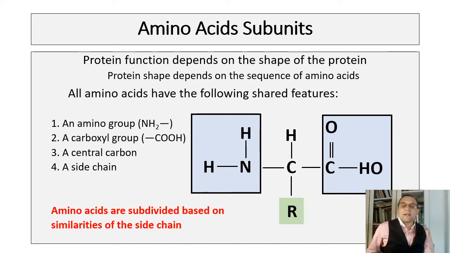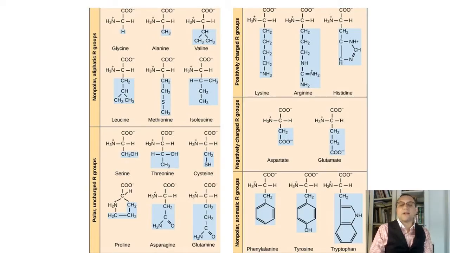Amino acids are subdivided based on the similarities of the side chain. And here is an attempt to classify amino acids, put them into different groups. While I am reading the names of amino acids, look at the structural formula of the amino acid and see what is special about it. What do you notice?